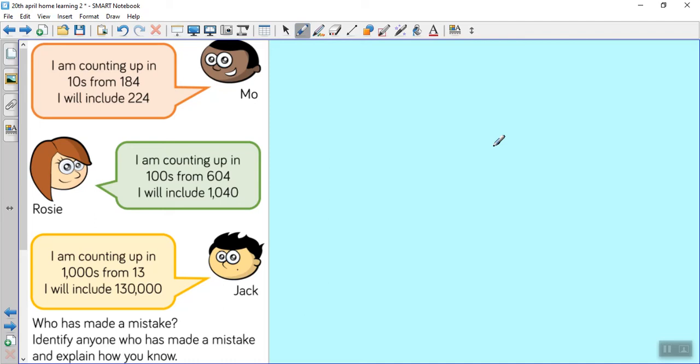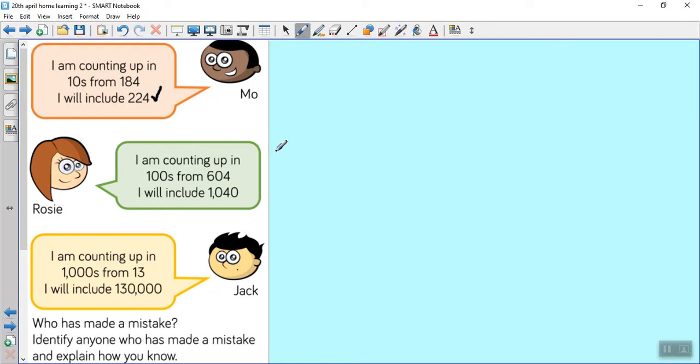Okay, Mo says, I am counting up in tens from 184. I will include 224. This is the tens number that changes, and this is going to stay the same. So 194, 204, 214, 224.